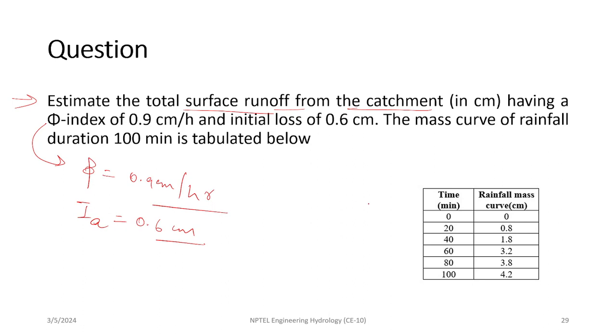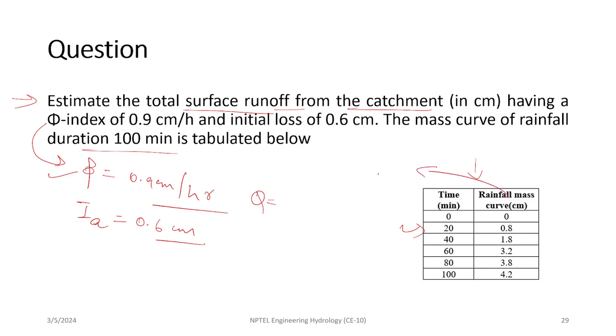Mass curve of the rainfall of duration 100 minutes is tabulated below, like you can see in the table. The variation of rainfall depth with time has been mentioned in the table. Now it is asking about the total surface runoff. So do you have any idea how we can compute it? If we have phi, how can we compute Q, that is total surface runoff?